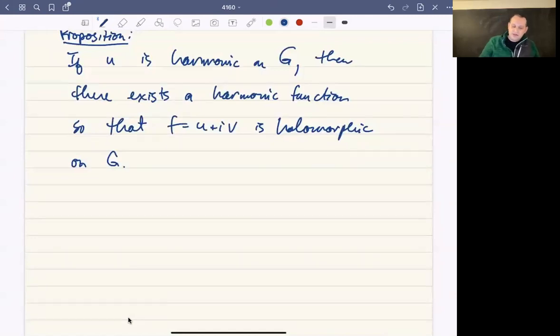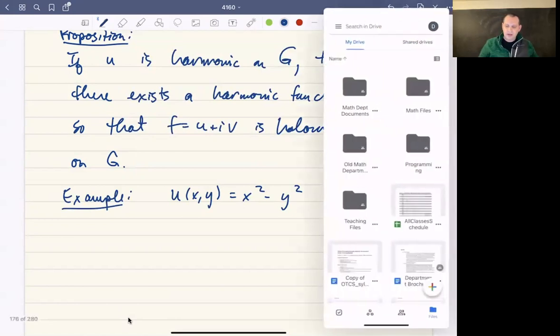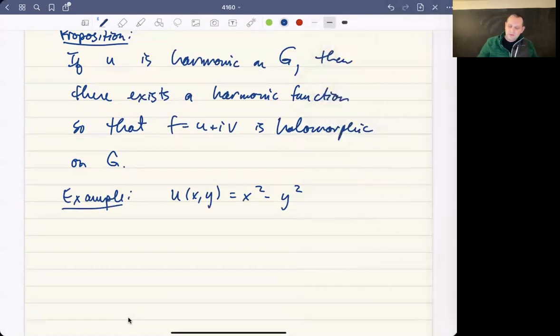But what I want to do is let's start with the function U of x, y is x squared minus y squared. This is our first example that we talked about. In fact, it's the only example that we've talked about. We showed that U is harmonic on the entire complex plane. And what we're going to do is try and find V, so that V is harmonic and that U plus iV is holomorphic.